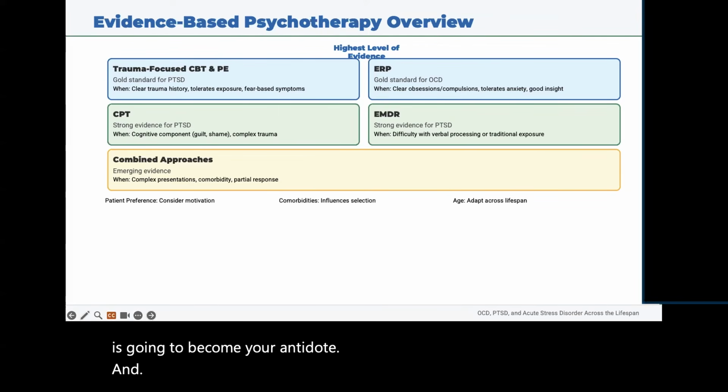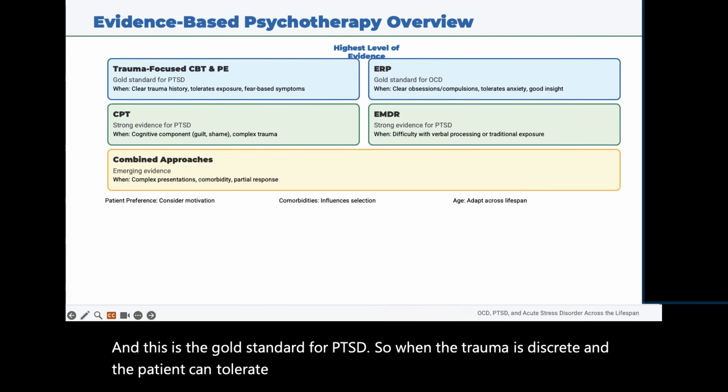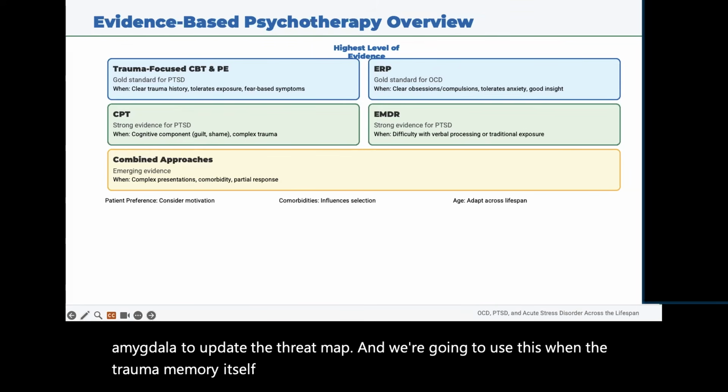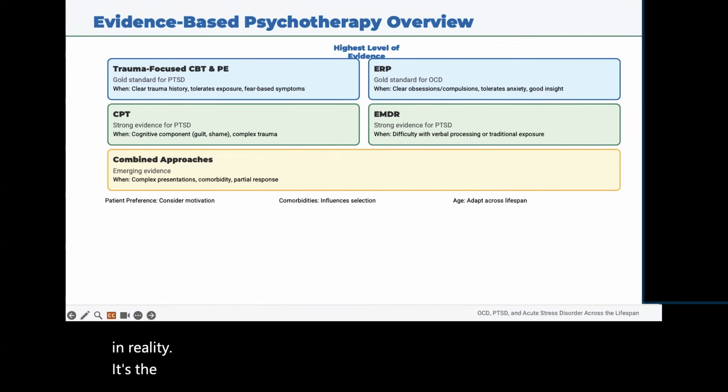What we're trying to do here is teach extinction. And this is the gold standard for PTSD. So when the trauma is discrete and the patient can tolerate revisiting it, we're going to try to retrain their amygdala to update the threat map. And we're going to use this when the trauma memory itself is driving the avoidance or the hypervigilance or the startle response.